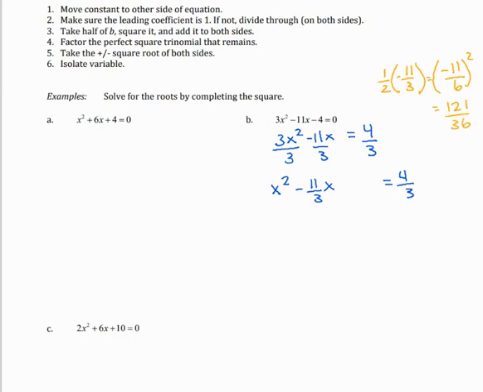I take that value and I add it to both sides. So we're going to add 121 over 36 to the left-hand side, and if I do that to one side, I must do it to the other. From here, we're going to clean things up. What I just did was complete the square, so I created a perfect square trinomial.